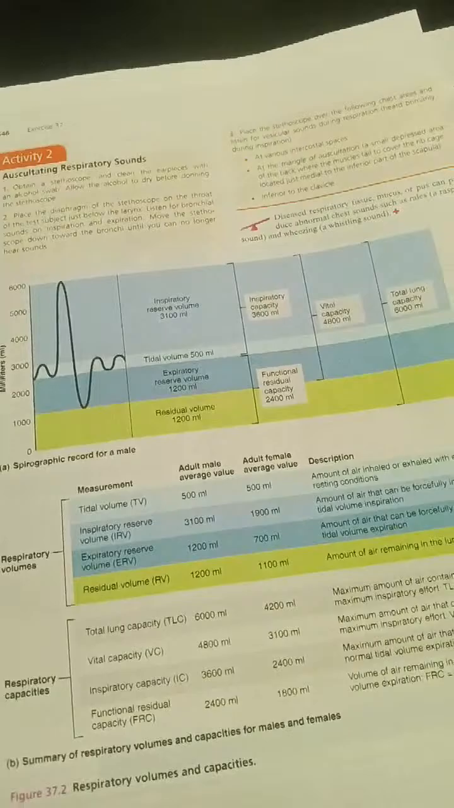On picture A, the graph that you have, we can see the tidal volume, the expiratory and inspiratory reserve volumes, all that fun jazz. And it gives you the numbers. So there's your inspiratory reserve volume at 3,100, your tidal volume at 500, your expiratory reserve volume at 1,200. Those are averages. Residual volume, 1,200 average.